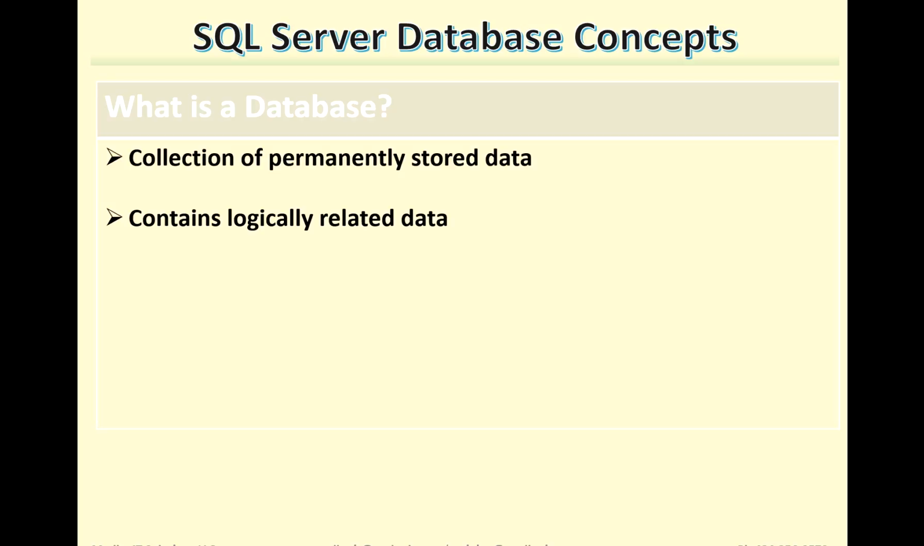How do we store the permanent data? In the data files. SQL Server uses the data files to store the data permanently, and it contains logically related data. We will see how it contains logically related data. So what is logically related data? All the sales related tables exist in one database, and when we say sales related tables, all the tables in that sales database are logically related.